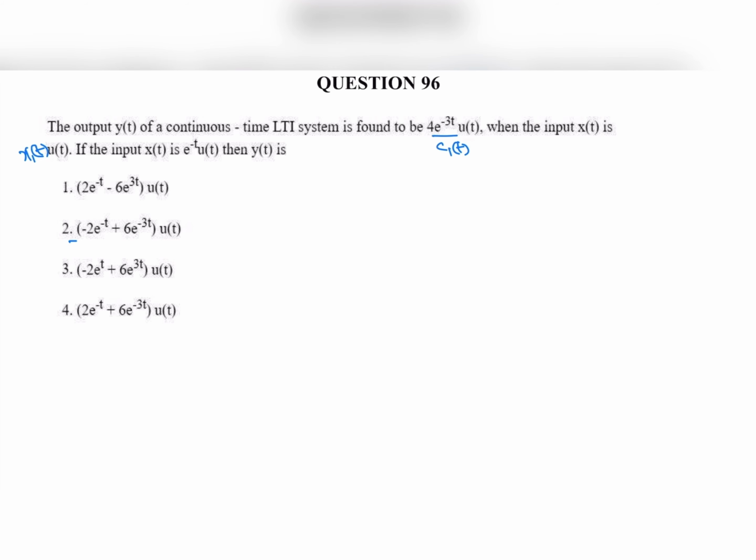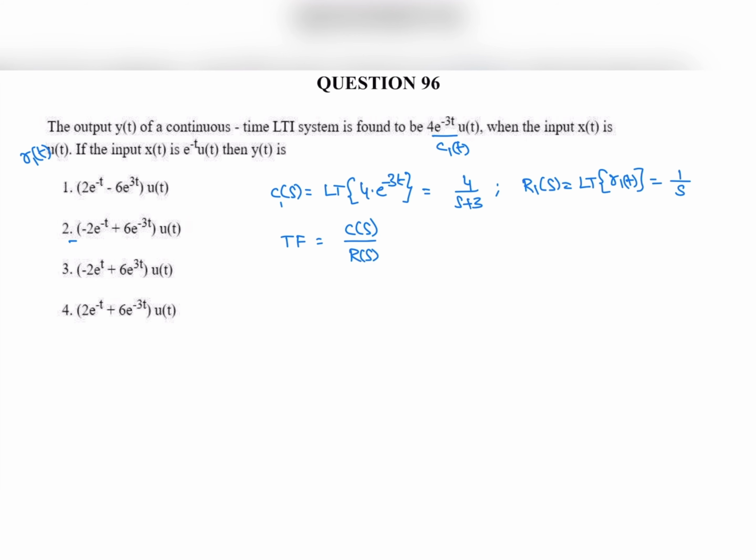Now C(s) is the Laplace transform of c(t), that is 4e^(-3t). The Laplace transform here is 4/(s+3). Next, R1(s) is the Laplace transform of the input r1(t), where r1(t) is u(t). The Laplace transform of u(t) is 1/s. Now the transfer function is C(s)/R(s), so its value is 4s/(s+3).